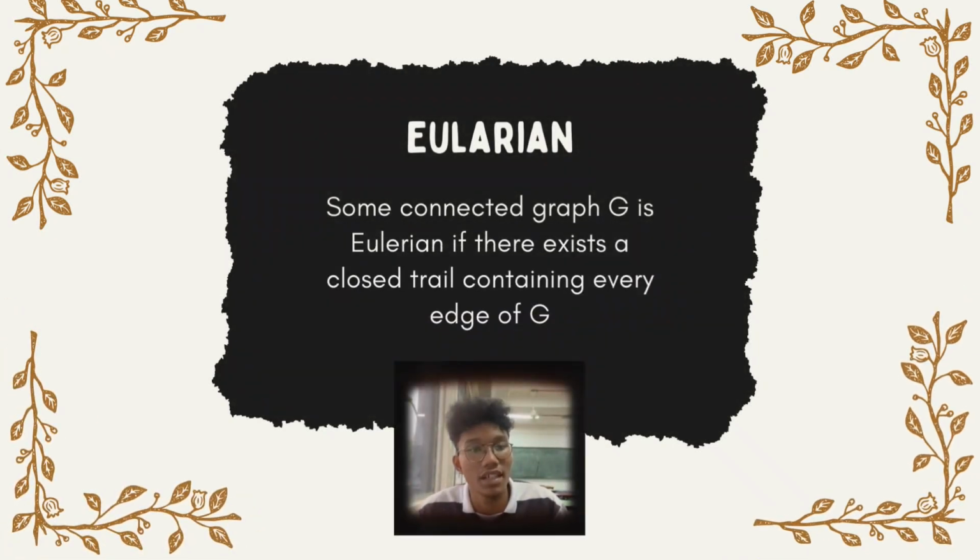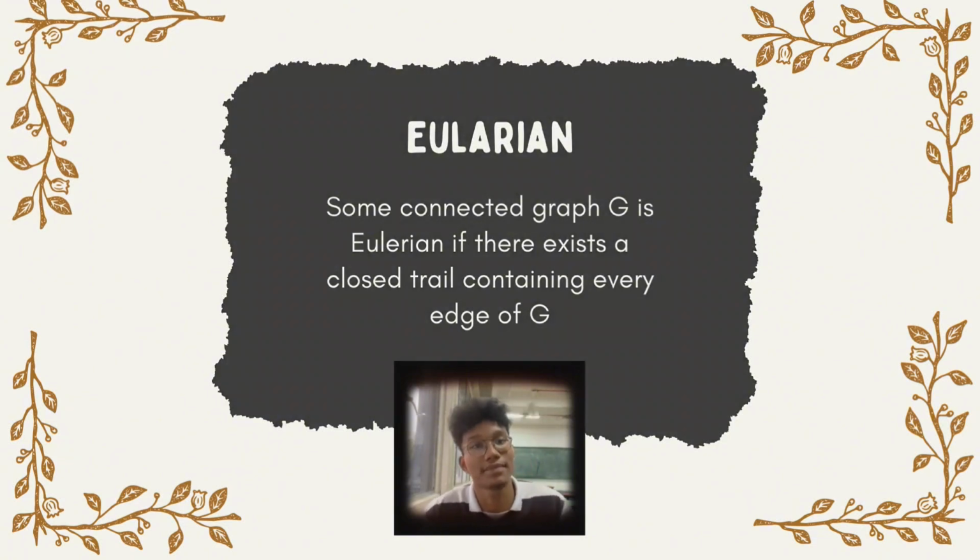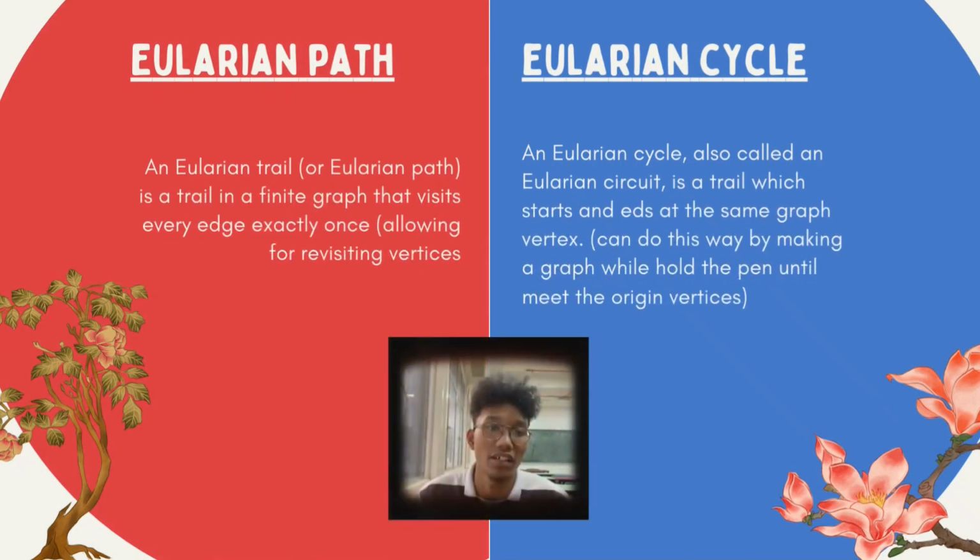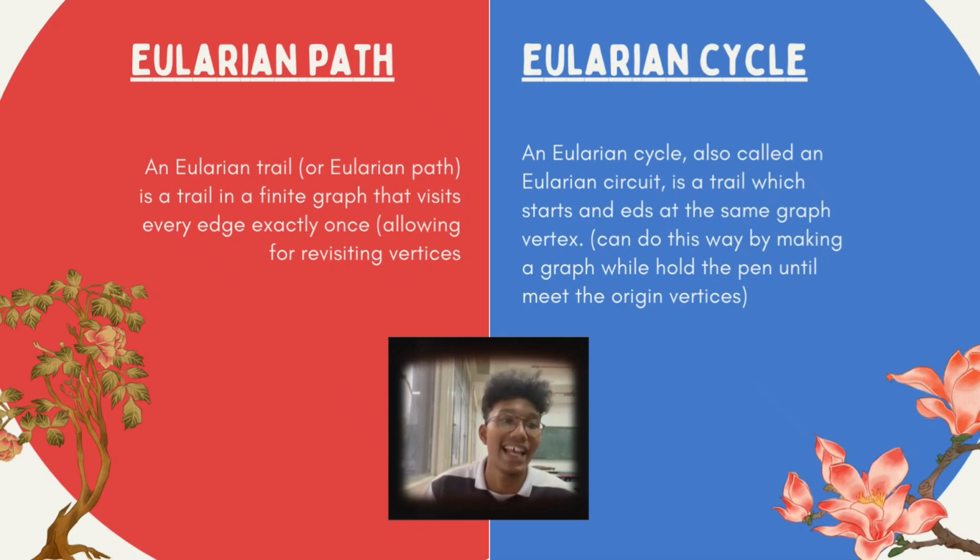Next, a connected graph G is Eulerian if there exists a closed trail containing every edge of G. Next, I will be explaining the differences between Eulerian path and Eulerian cycle. An Eulerian path is a trail in a finite graph that visits every edge exactly once, allowing for revisiting vertices. The Eulerian cycle is a trail which starts and ends at the same vertex.